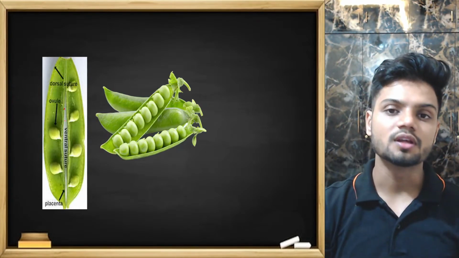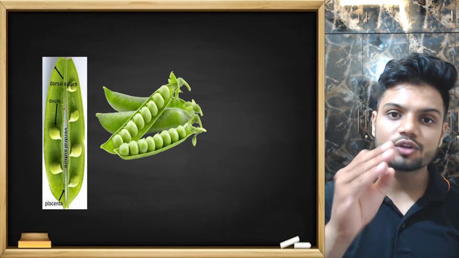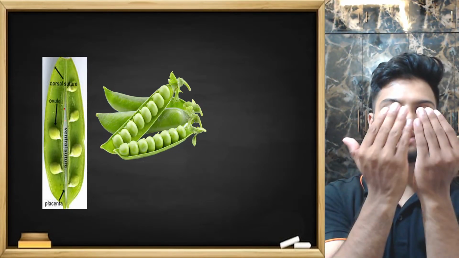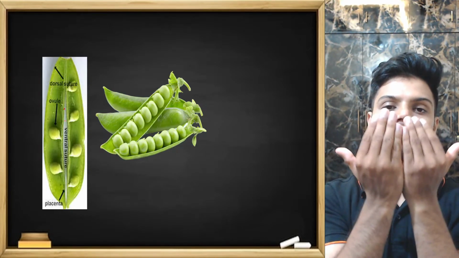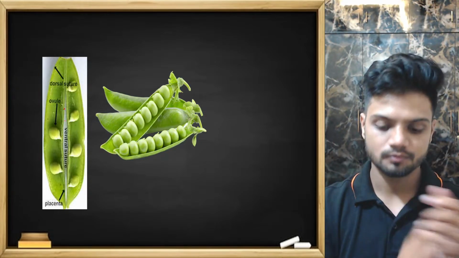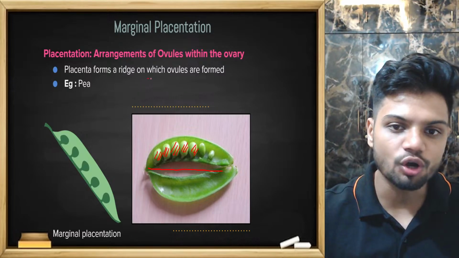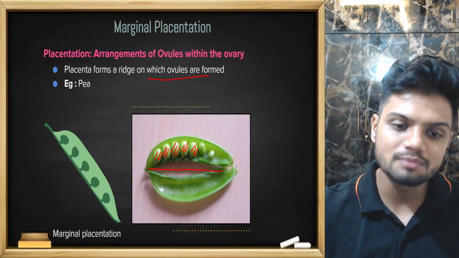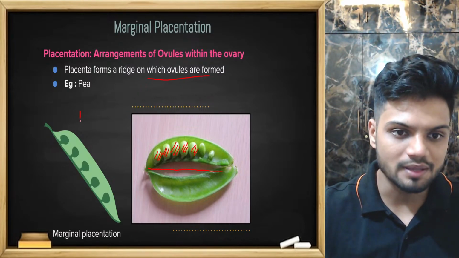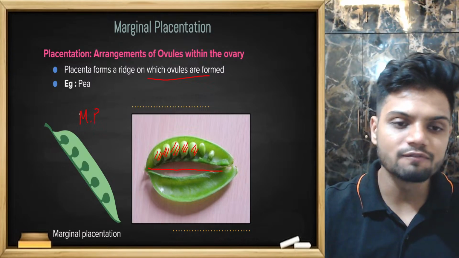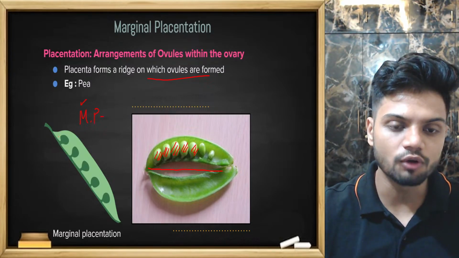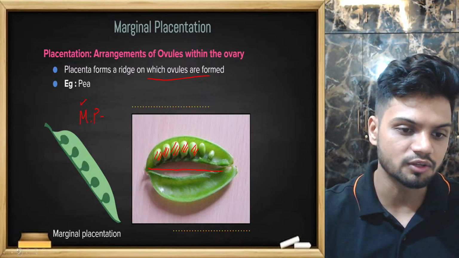Understand the definition. The same definition is also given in your NCERT. All the ovules are born at the ventral suture. Placenta forms a ridge on which ovules are born. Example is marginal placentation. Example is MP. What is M? M for marginal placentation, P for pea plant. MP is the trick here.